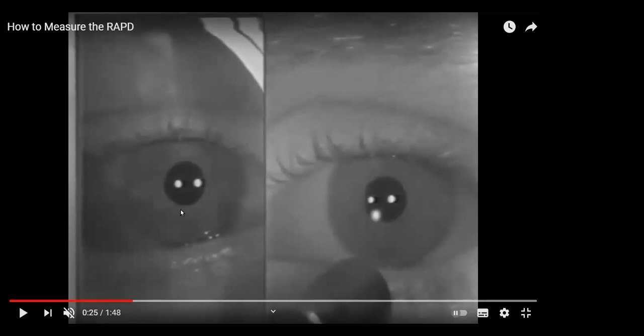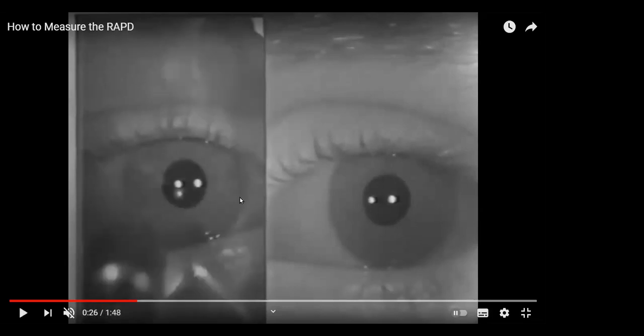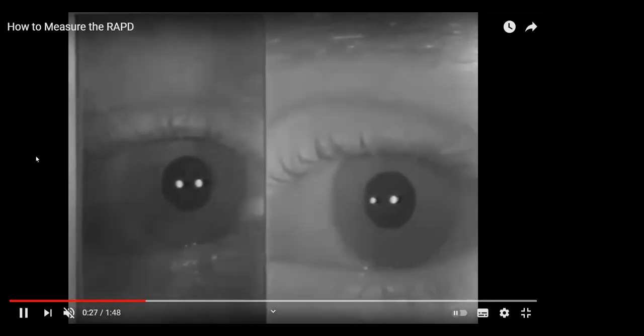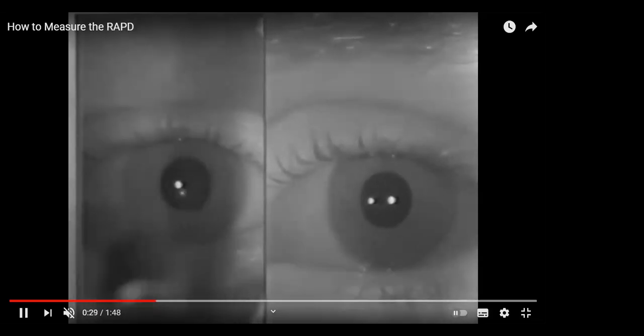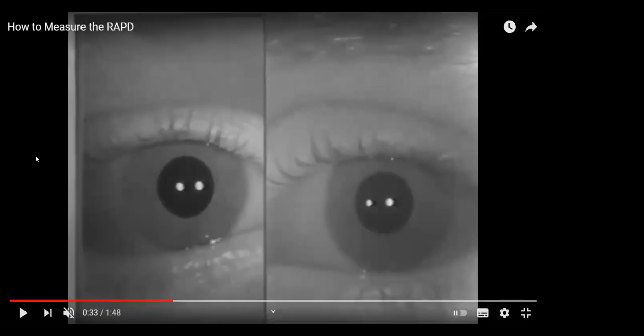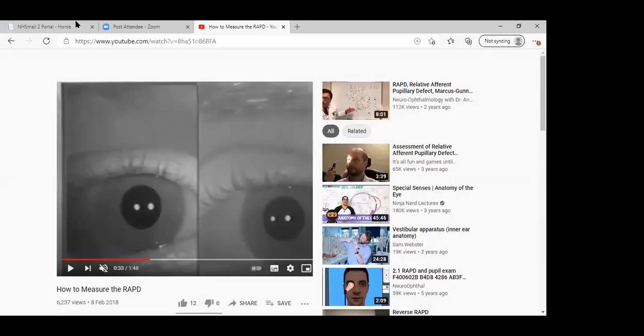Constrict when he shines that light. Now he's moved the light to the affected eye, and what you'll notice is that this eye dilates, whereas it should remain constricted. So it dilates, as does this one, and then he moves it back across. And you can just see how it constricts, then dilates in the affected eye, and that's what you're looking for with an RAPD.